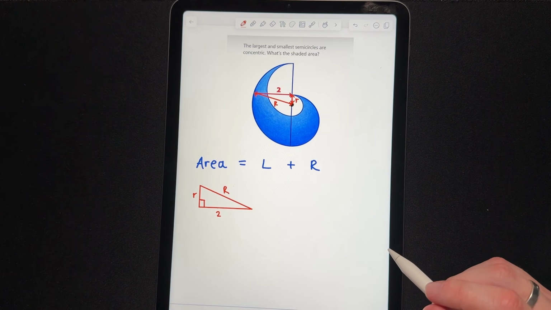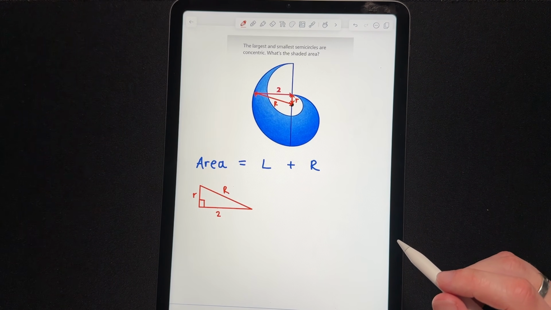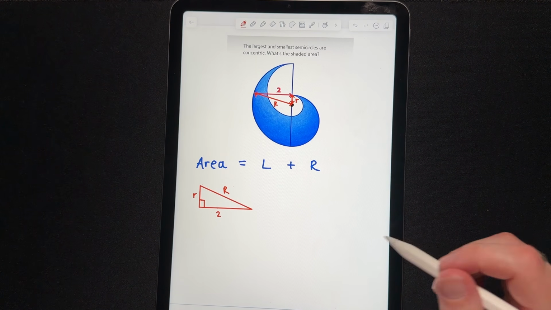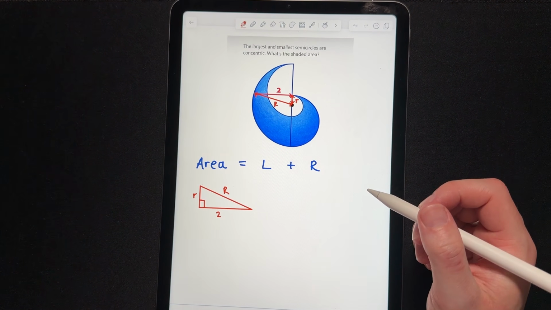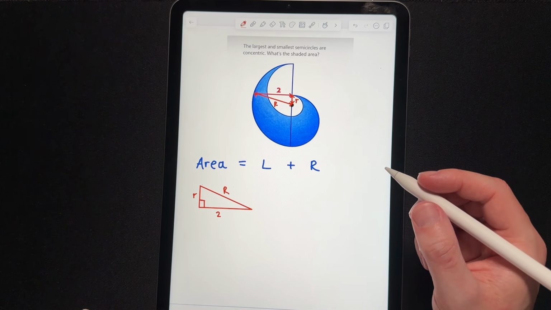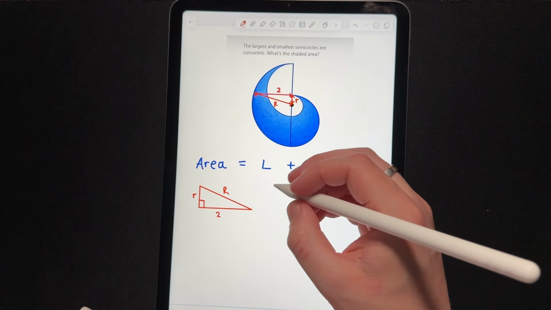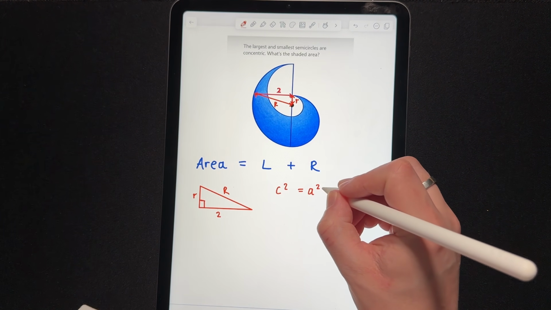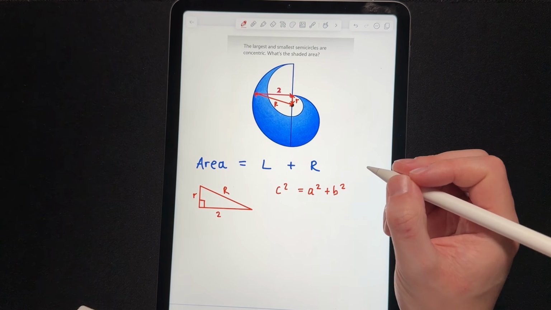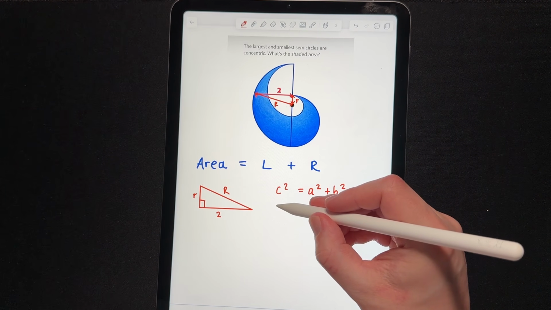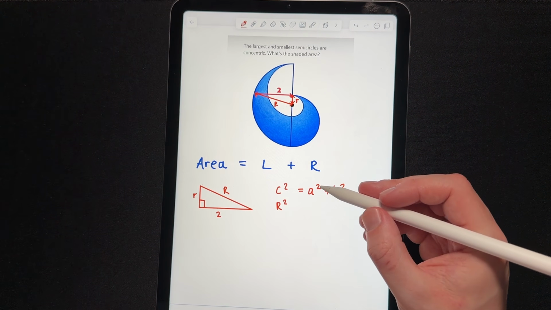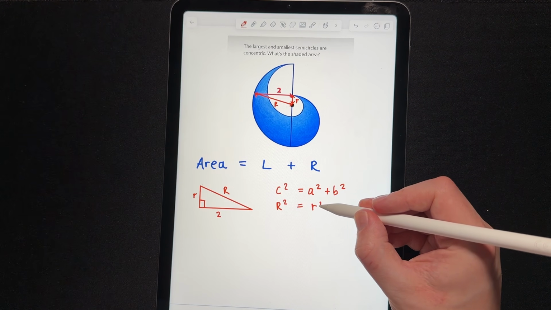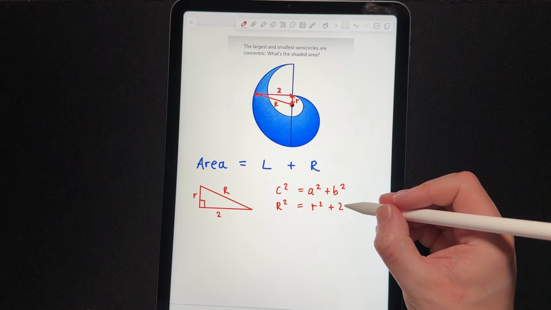Now using this, we can do a little bit of Pythagorean theorem to see if we can help work out what r and capital R are. With Pythagoras' theorem, we know that c squared is equal to a squared plus b squared. In our case, c squared is capital R squared. So we have capital R squared is equal to r squared plus 2 squared.